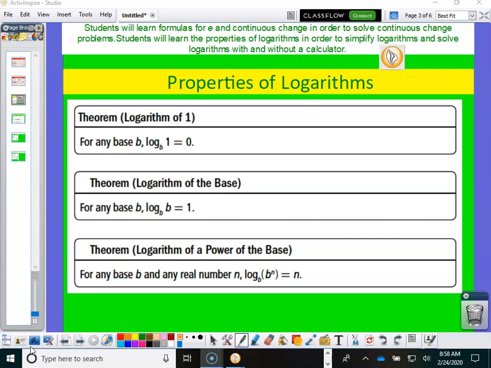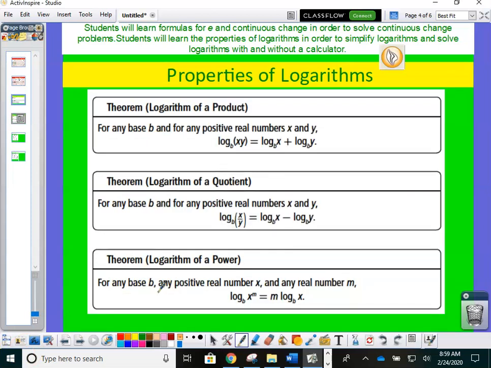Okay, so we had the log base b of 1 equals 0, the log base b of b equals 1, the log base b of b to the n equals n. Then we had the log base b of xy is the log base b of x plus the log base b of y. And we had the log base b of x divided by y is the log base b of x minus the log base b of y. Then for any base, the log base b of x to the m equals m times the log base b of x. So those are our properties.